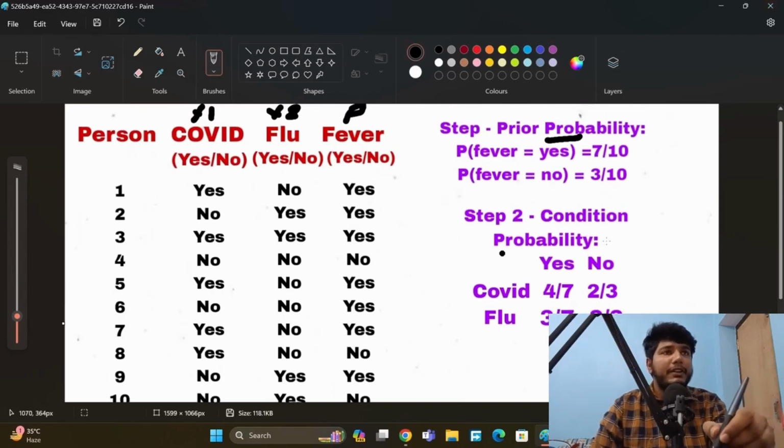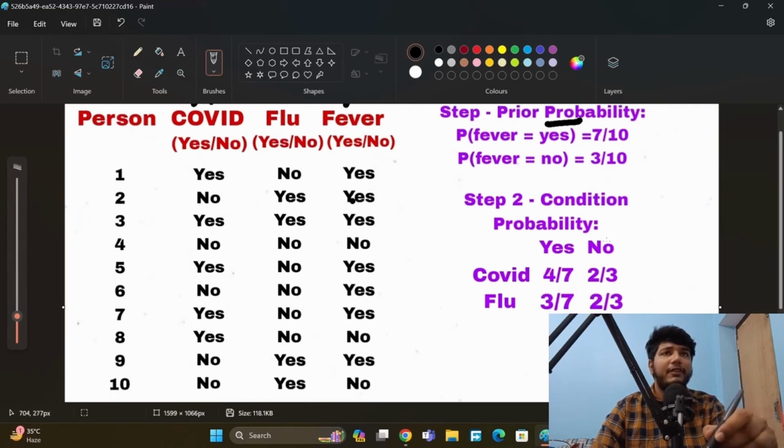Step 2, condition probability. So here we will check that for COVID yes and fever yes, how much is there. So COVID yes 1, fever yes 2 here, 3 here, 4 here. Okay, so we have total 4, COVID 4, and total yes of fever how much we have, that we have already calculated here, 7, 1 2 3 4 5 6 7. Okay, here, and flu yes and COVID yes how much, 1 here, 1 2 3. Okay, 3 by 7, that we have done over here, that we have gotten here 7 of how much time fever is there.